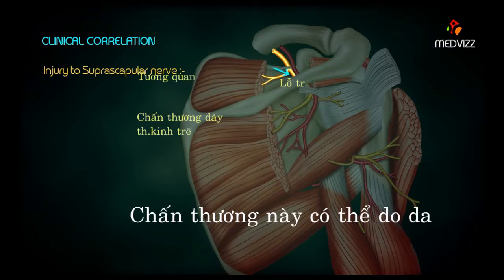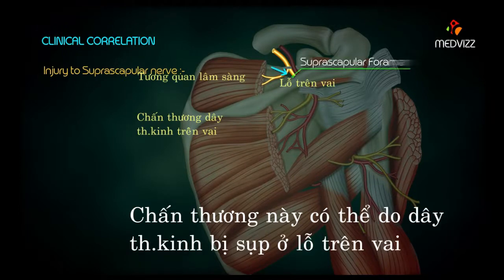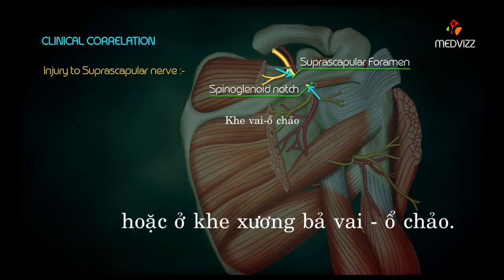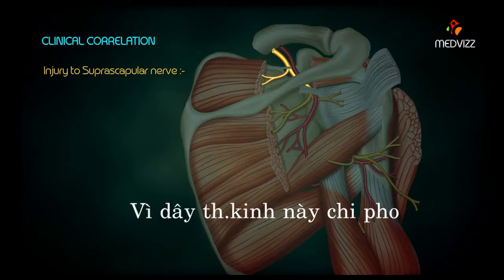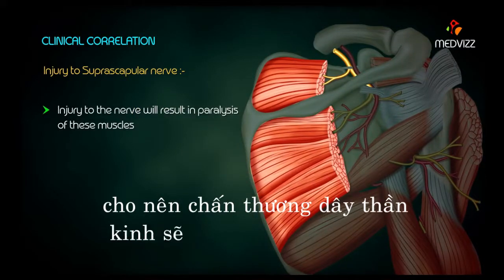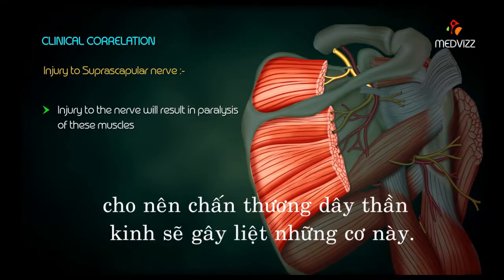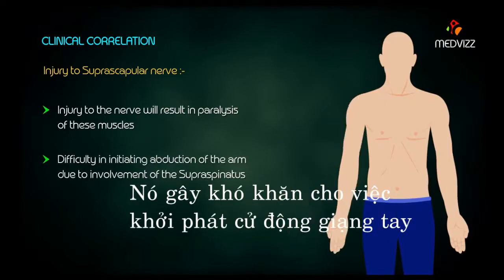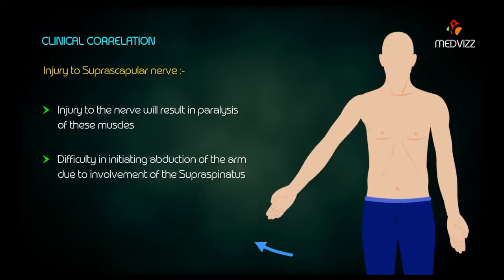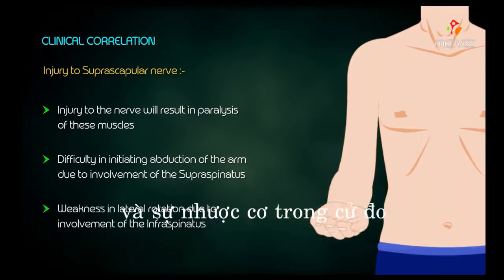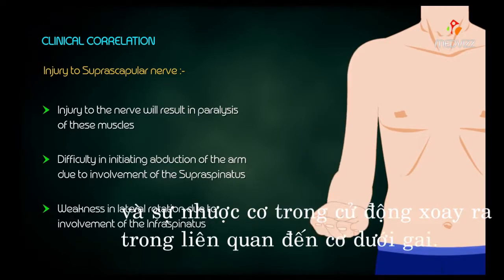This may result from an entrapment of the nerve in the suprascapular foramen or at the spinoglenoid notch. As this nerve supplies the supraspinatus and infraspinatus muscles, injury to the nerve will result in paralysis of these muscles. It results in difficulty in initiating abduction of the arm due to involvement of the supraspinatus and weakness in lateral rotation due to involvement of the infraspinatus.